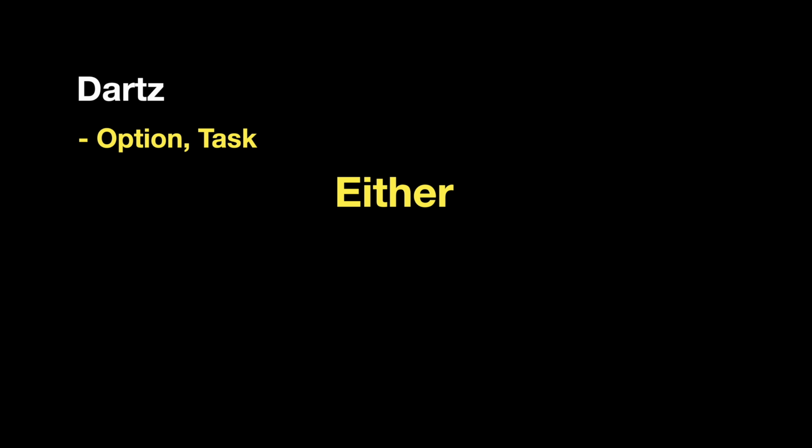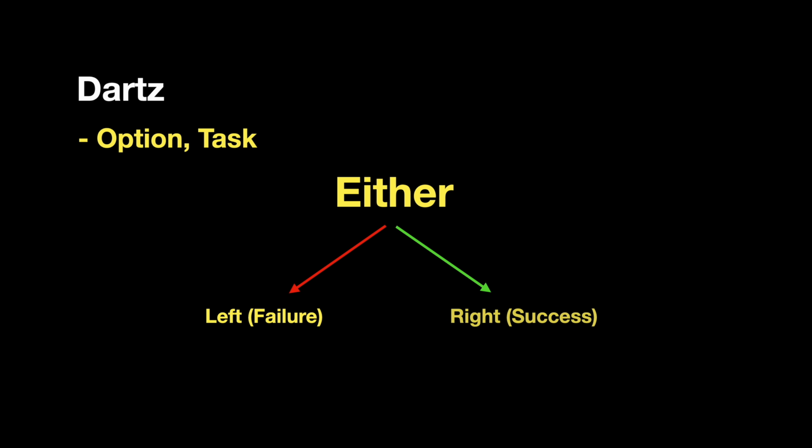Either is a type that can hold one of two values. By convention, the left side represents a failure and the right side represents success. Think of it like a box. It either contains an error message or the data you actually wanted. It forces you to handle both cases, so you can't accidentally ignore an error.